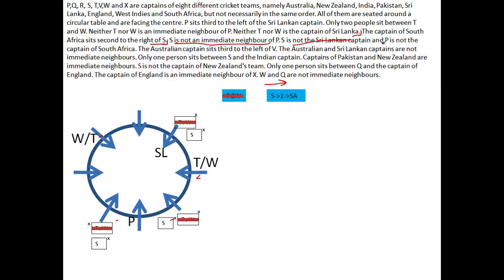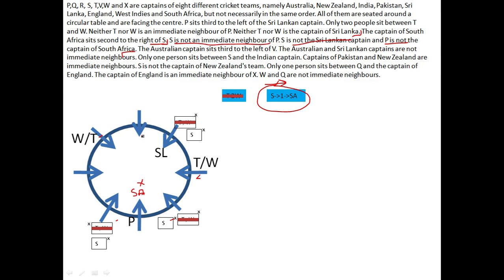Now further it has been said that P is not a South African captain. So something has again been said about the South African captain. So we can say that the South African captain cannot come at this position. We can just write it like this. Now can we use this statement to fix the position of S or the South African captain? Let's look at this.